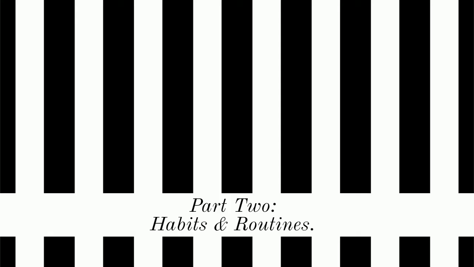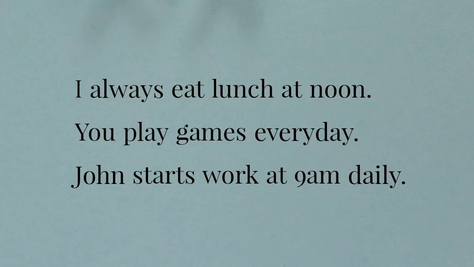Moving on to the second usage of present simple tense. We also use present simple tense when we are talking about habits and routines, those actions and things that happen regularly. So let's see some examples. I always eat lunch at noon. You play games every day. John starts work at 9 a.m. daily. Now these are some examples, and in all these examples there is a clue that tells us that these actions are happening regularly or on a routine basis.